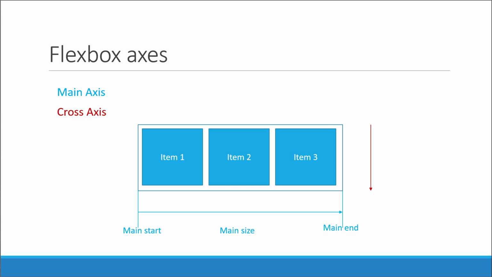Similarly, with cross axis, we have cross start, cross end, and cross size. We can also change the direction of the main and cross axis by changing how the items are laid out in the container. We will talk more about that later in the course.